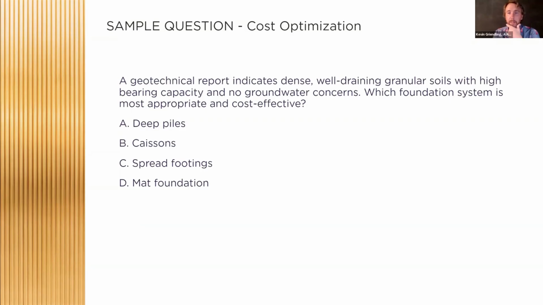Geotechnical report indicates dense, well-draining, granular soils with high bearing capacity, no groundwater concerns. Which foundation system is most appropriate? So in this case, it tells you the description: it's dense, so we can stay shallow; well draining, so we don't need to worry about liquefaction or expansion; high bearing capacity, so we don't have to go super deep or enhance the foundation in any way; and we don't have any groundwater concerns, so we can just go with a spread footing, which is pretty common.